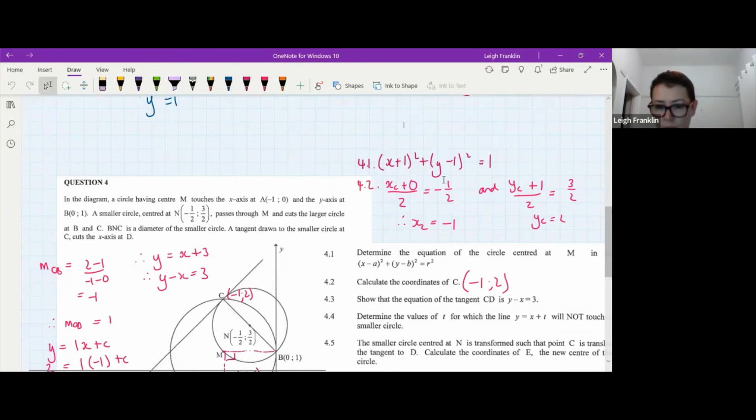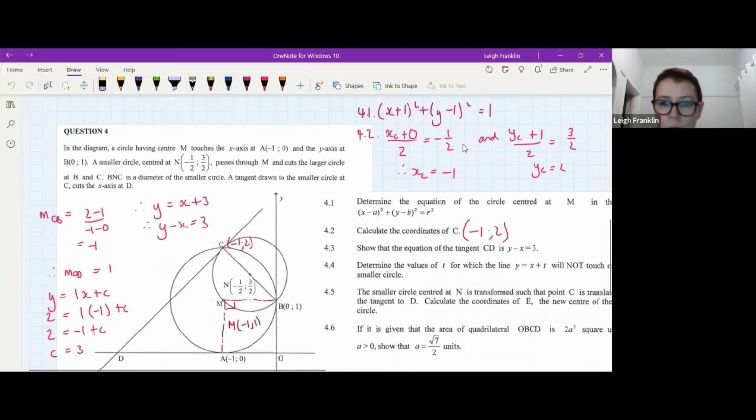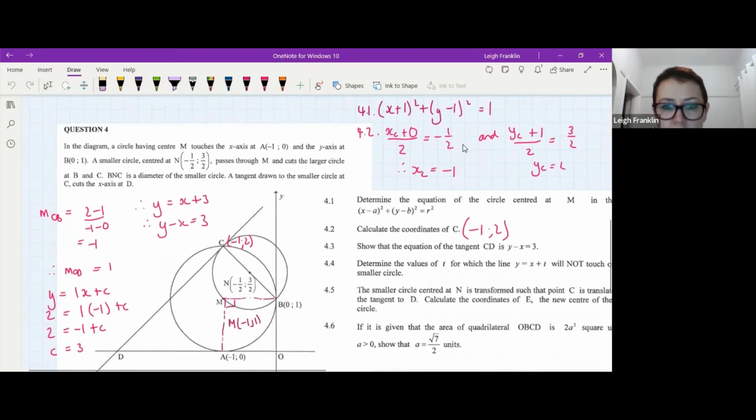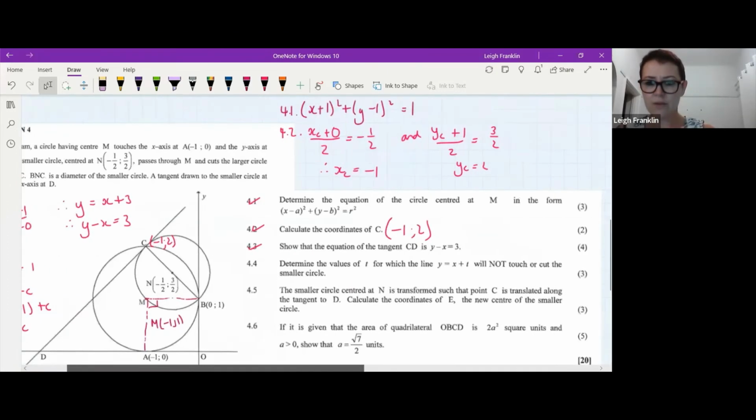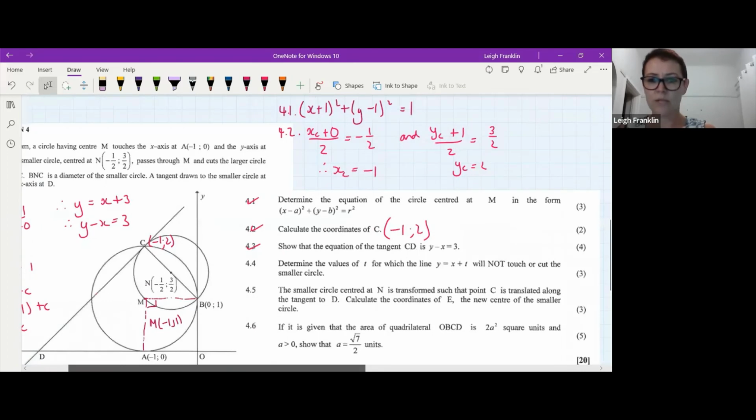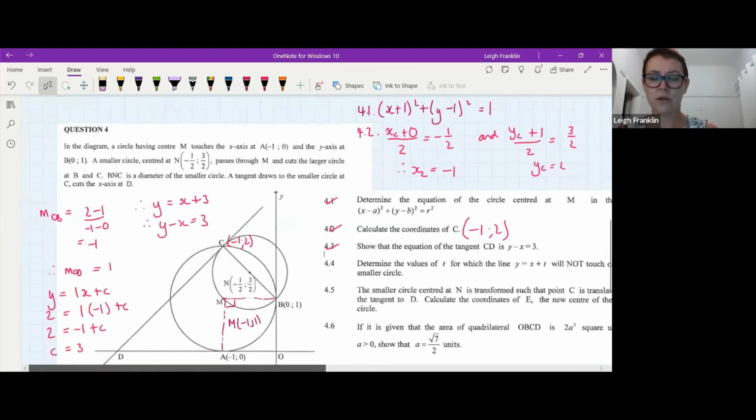Where were we? Okay, so we've done this one. We've done 4.1, we've done 4.2, we've just done 4.3. Lovely. Okay, so now in question 4.4, questions start to get a little bit more difficult. They've asked us to determine the values of t for which the line y equals x plus t will not touch or cut the smaller circle.